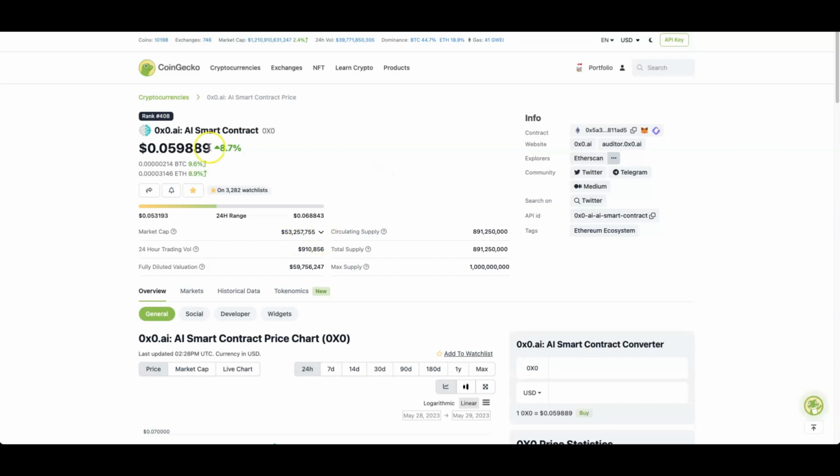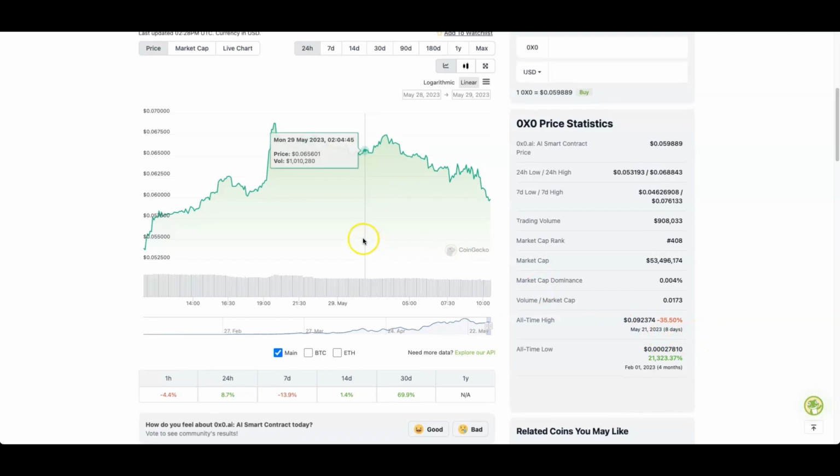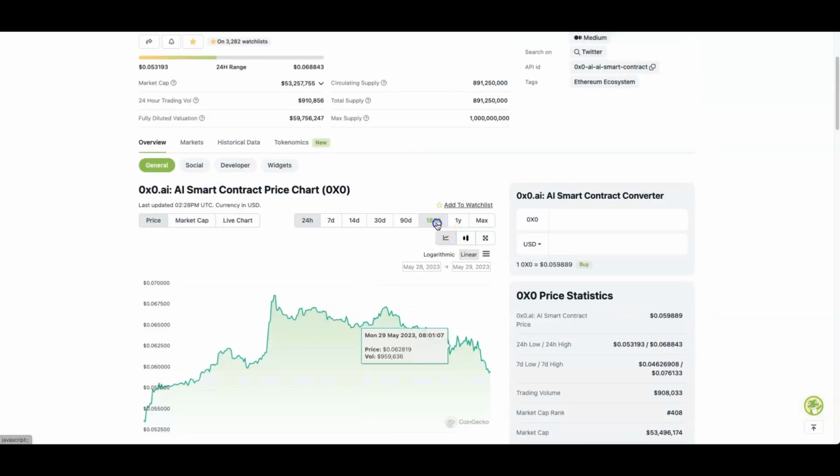Isn't this what we look for, guys? Look at this. It's at 5 cents, up 8.7% on the day. Circulating supply is just below 900 million, and its max supply is 1 billion on the dot, right? So as you guys can see, the all-time high was just 9 days ago when it hit 9 cents. This thing is getting a lot of buzz right now.